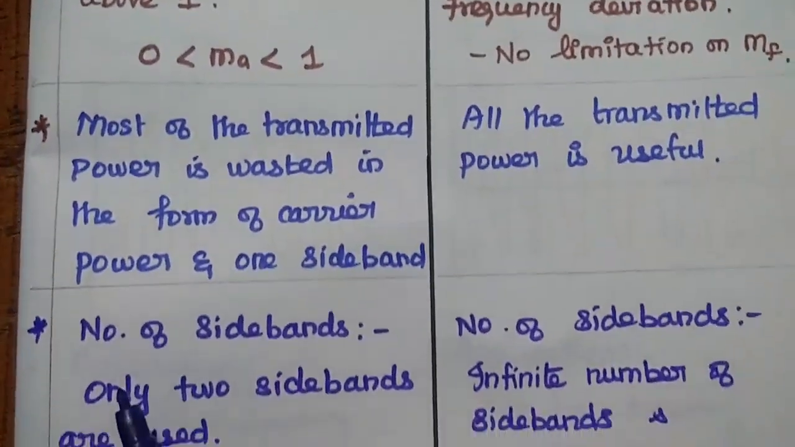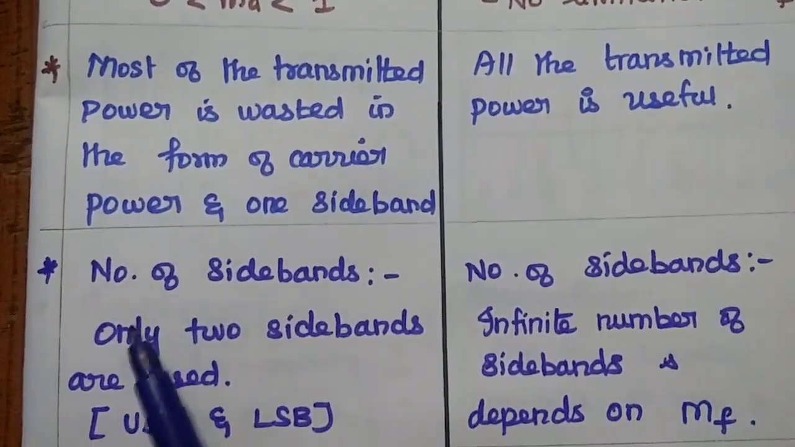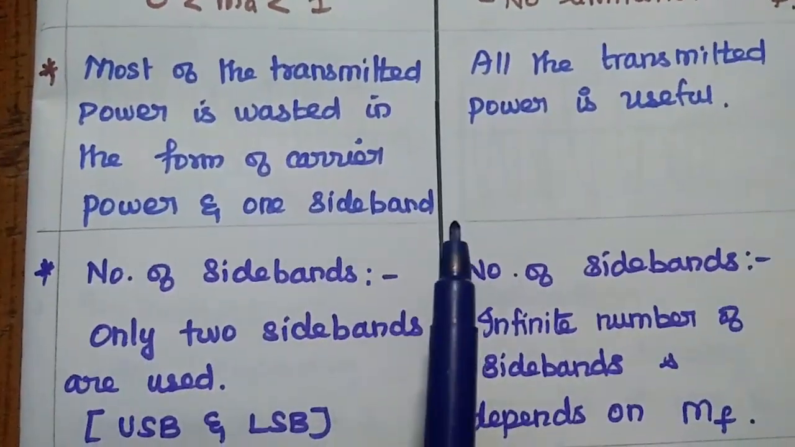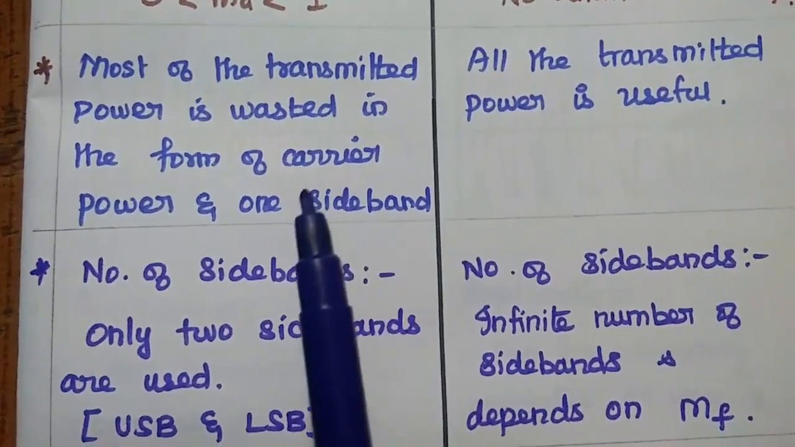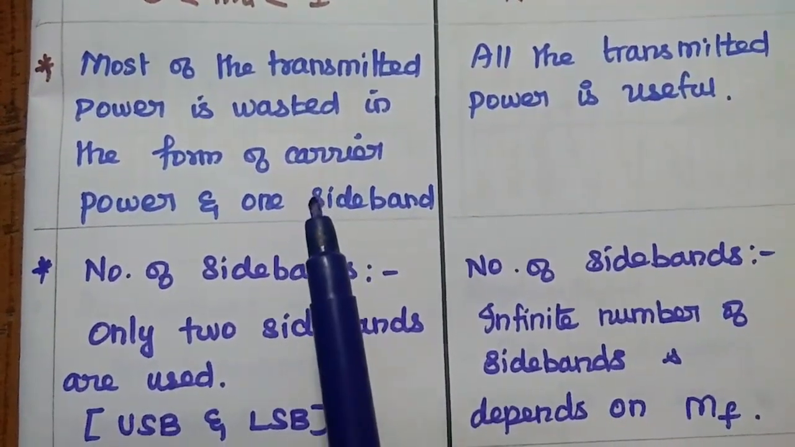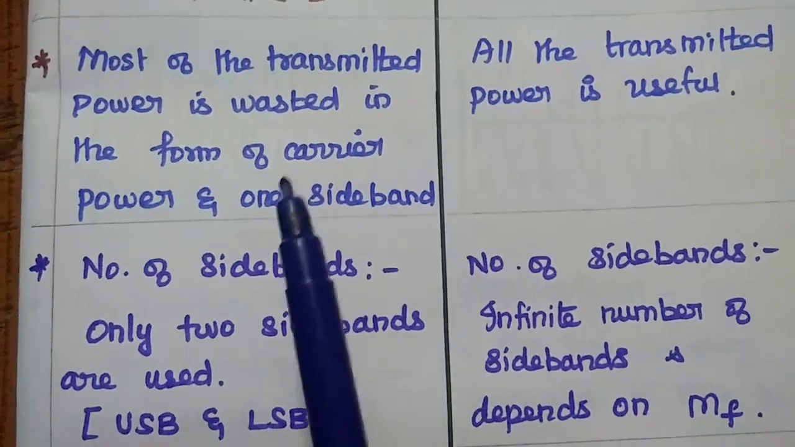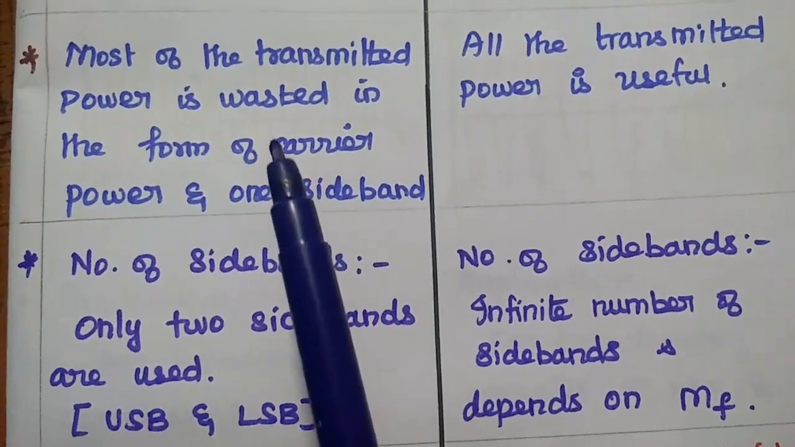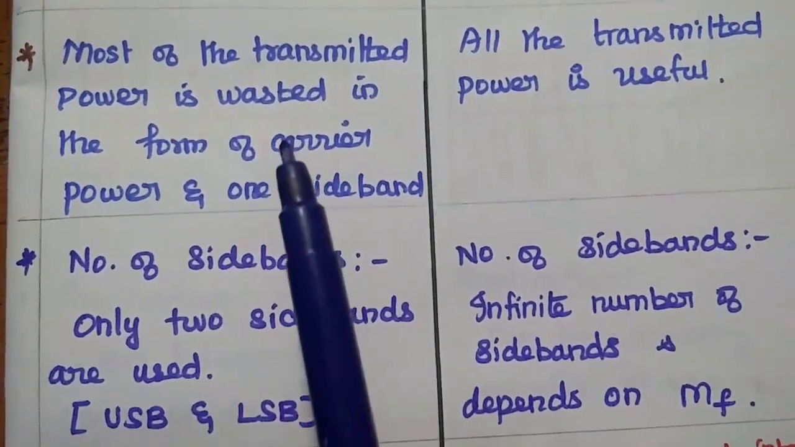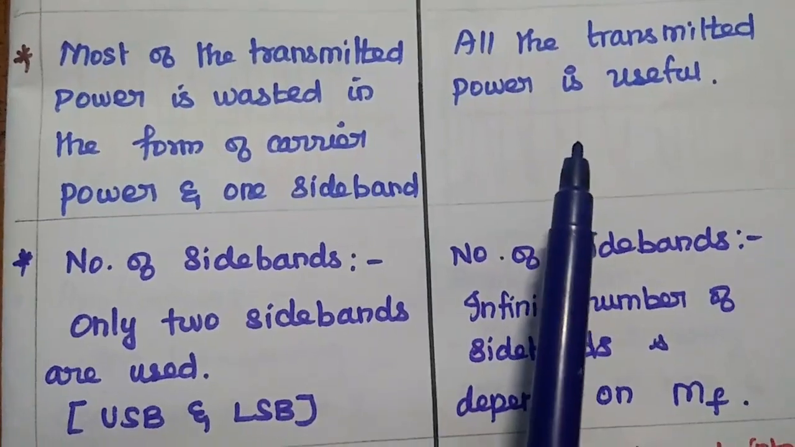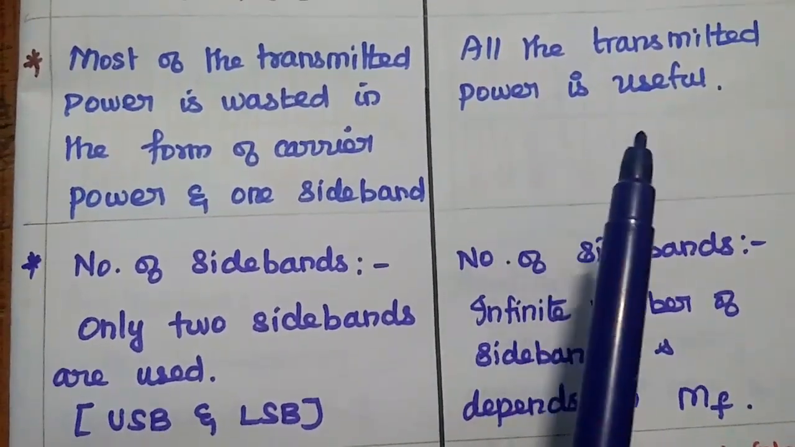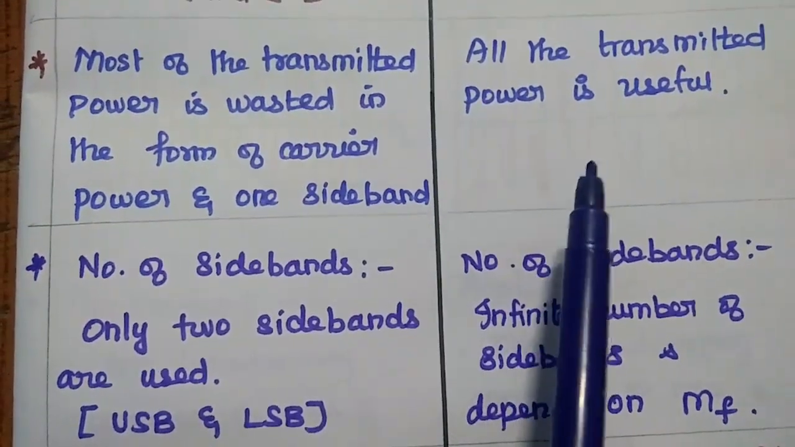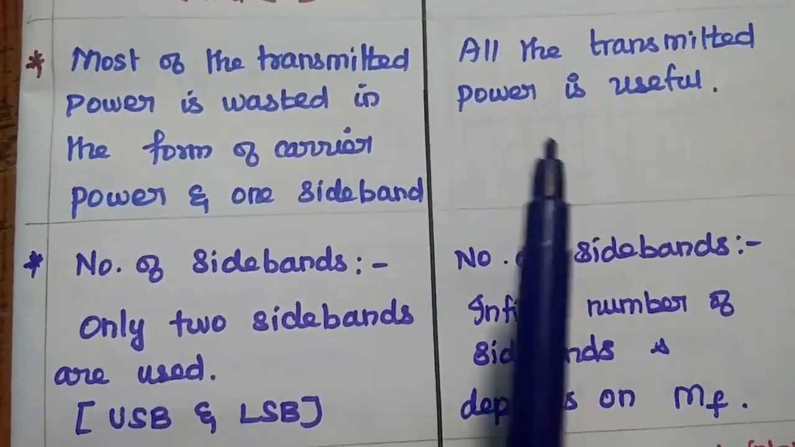In amplitude modulation, most of the transmitted power is wasted in the form of carrier power and one sideband. That's why we have different types of amplitude modulation in order to save the power, like double sideband, single sideband and vestigial sideband. In case of frequency modulation, all the transmitted power is utilized properly. Hence, the transmission efficiency is higher than amplitude modulation.